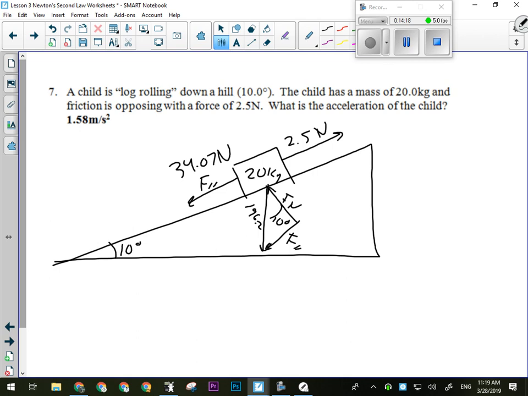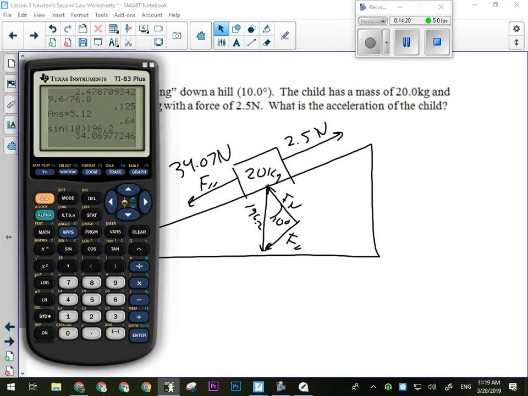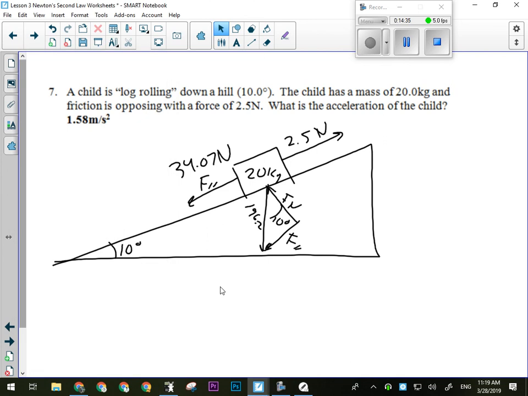Okay, then I just calculate my net force. So I subtract from that the 2.5 newtons of friction. There's my net force. I divide that by the mass of the child, 20 kilograms. And I've got my acceleration, 1.6 meters per second squared down the hill. That's the wrong significant digits because I used that force. Okay, everybody with me on that one?